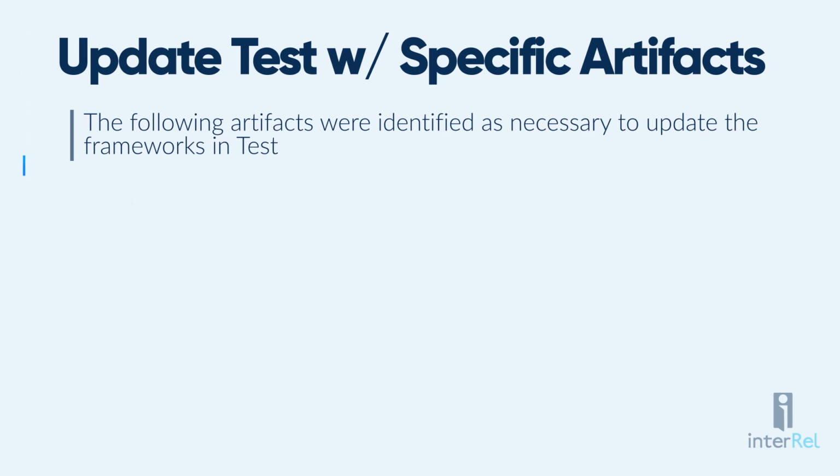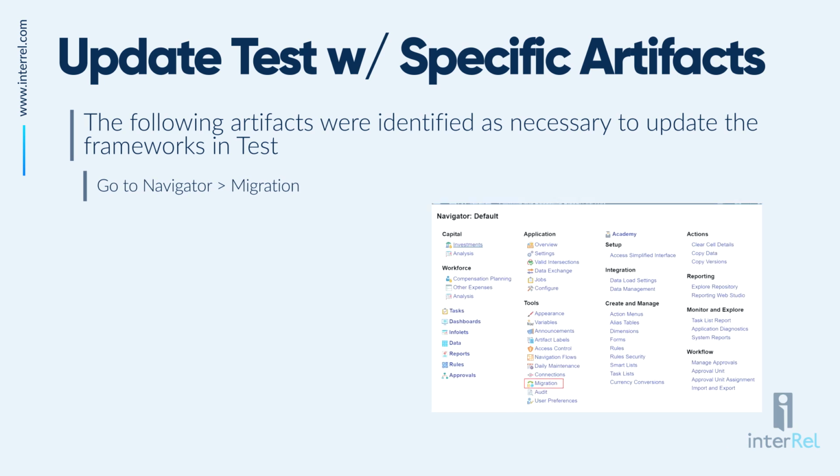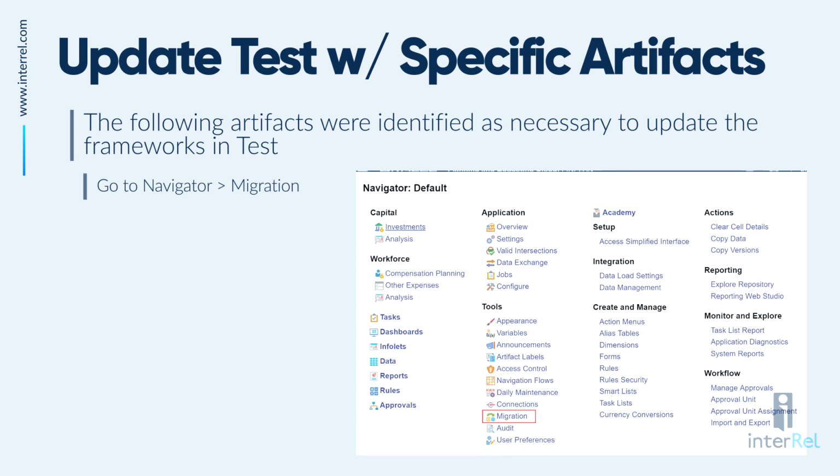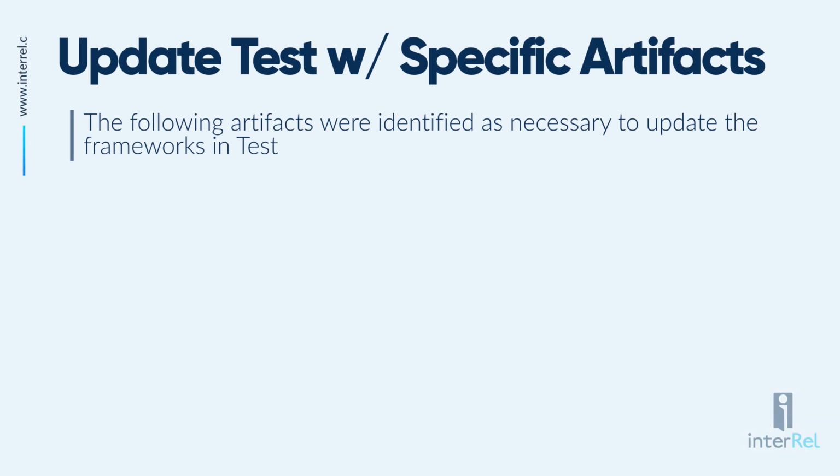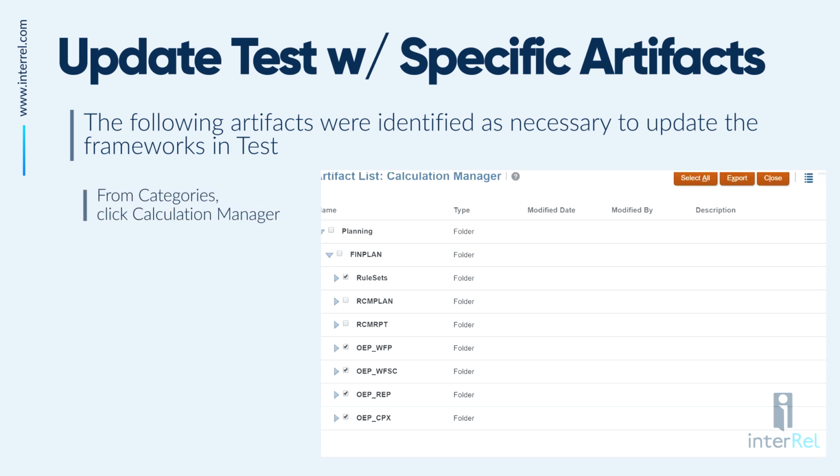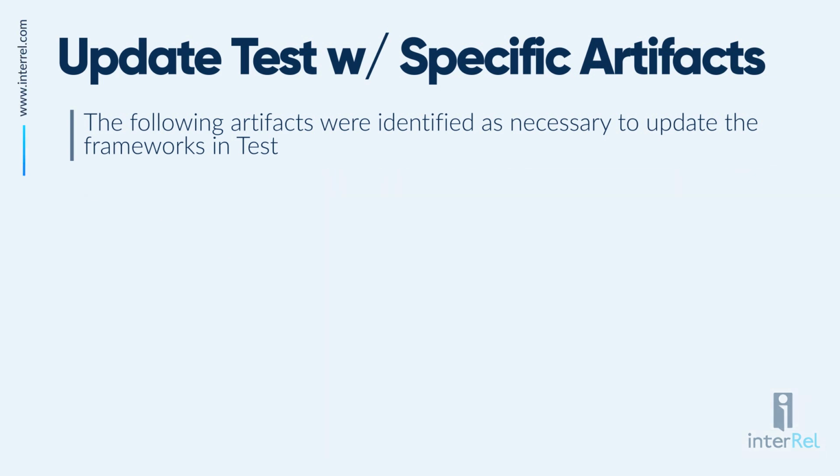We only want to update Workforce and Capital, so it's important to be very selective in which artifacts are included. To export these artifacts, from the Navigator menu, select Migration. Now, from the Categories tab, select Calculation Manager. This will open a window with the artifact list for Calculation Manager artifacts. Expand the folders and check the items for Rule Sets, OEP WFP, OEP WFSC, OEP REP, and OEP CPX. These are the Workforce and Capital artifacts in Calc Manager. Click Close. This takes you back to the Categories tab.